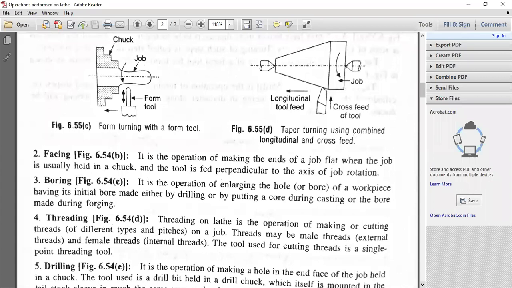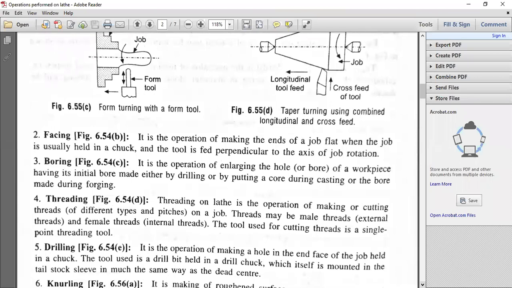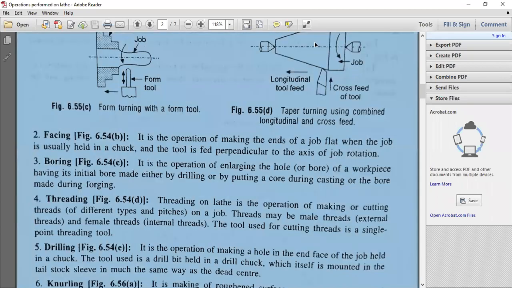The tool used for cutting threads, you have to use the correct tool, and this is known as a single point threading tool. That is very important, and you have to choose the correct pitch, and pitches of different types, coarse pitch, fine pitch, and you have to choose the correct major diameter. You have to choose the correct minor diameter also, and the correct thread angle. Thread angle is the included angle, 2 alpha, and alpha is the flank angle.